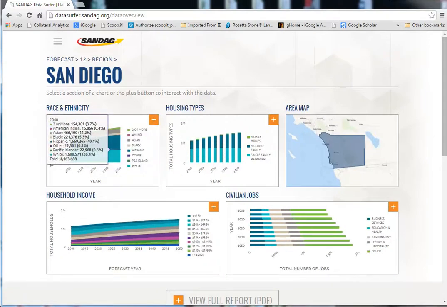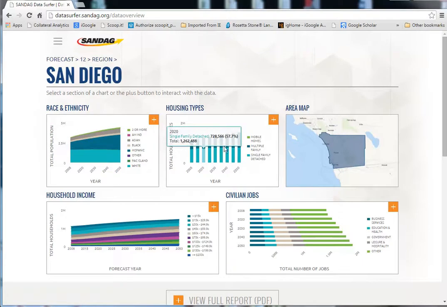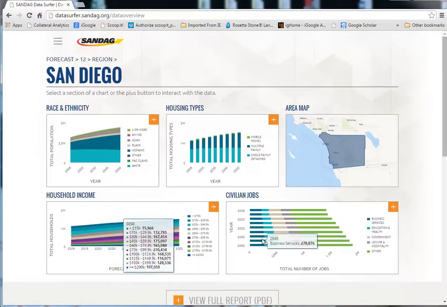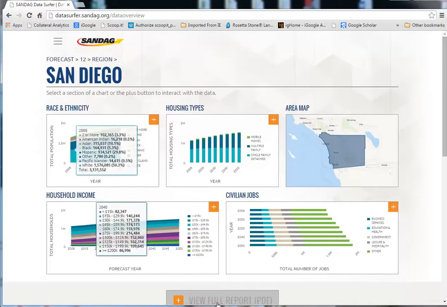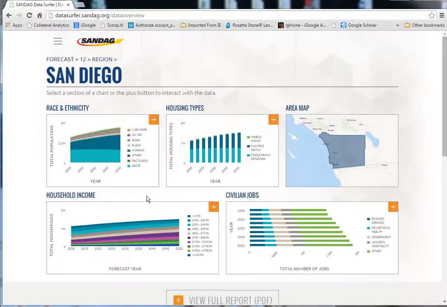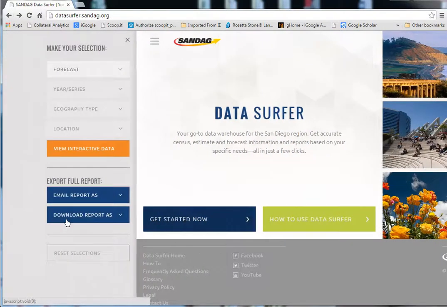go. So if you notice, we have demographic type data on the left corner here. We have housing forecast. We have the map of the area, which is San Diego County, household income forecast, and job forecast. Let me go back. I could put this out in a PDF report now. I could go back. I'm going to hit this again, and I'm going to say this time download report.